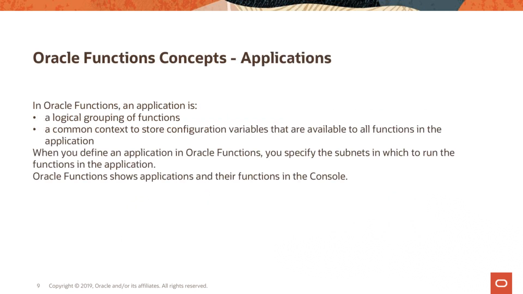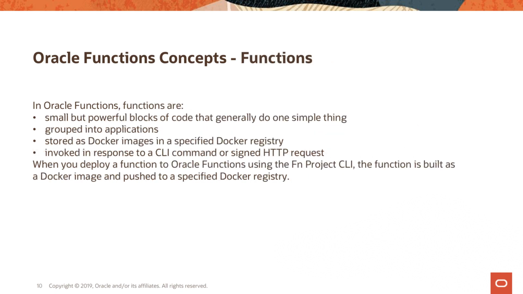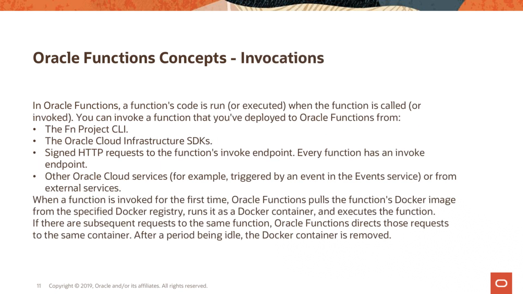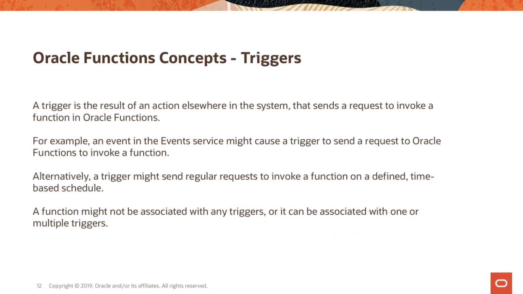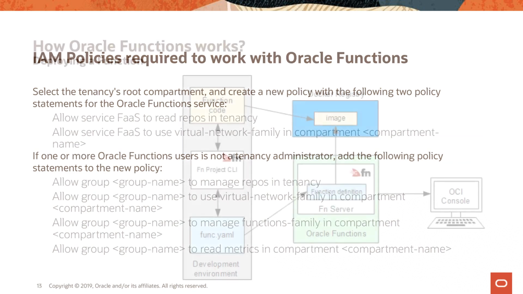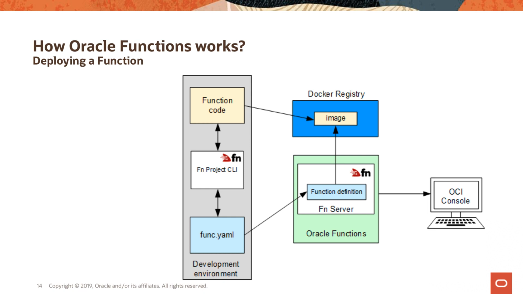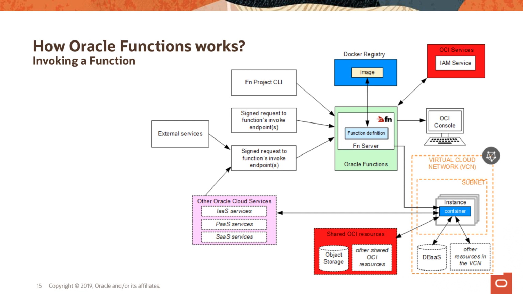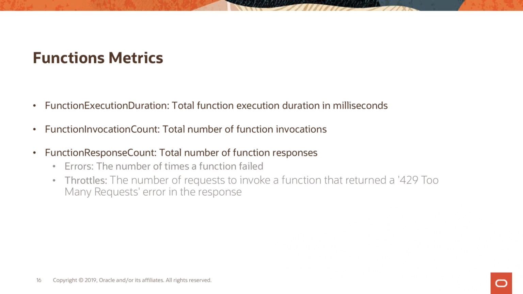We looked at the core concepts of what applications are and what functions are, and we talked about deploying and invoking functions, and how you can trigger these functions in the Oracle Functions service. We looked at the IAM policies you need. We went over the steps required to deploy a function and what happens under the hood when you actually invoke a function. And finally, there are 4 different metrics that are shown to you via the OCI console.